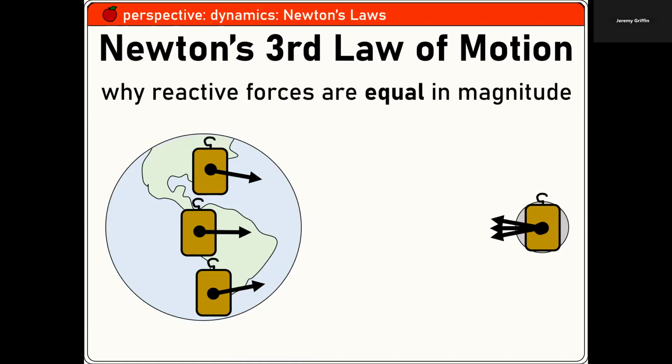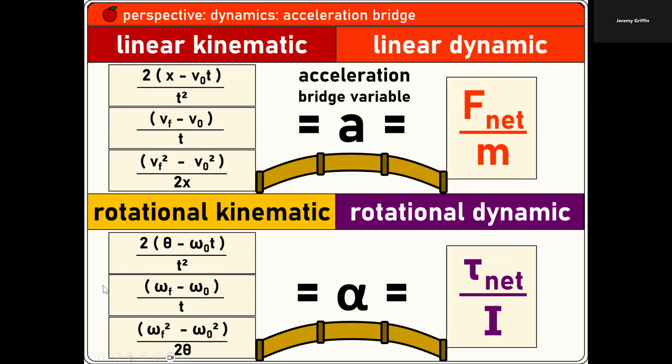Okay, so you guys go with Newton's laws. Newton's laws, that's good. All right, moving on. Okay, so here's a bridge poster. Acceleration could be a bridge variable between what we've been doing for the last few weeks, that kinematic type motion, and then this dynamics, why would it accelerate at all? It's something to do with the force, right?